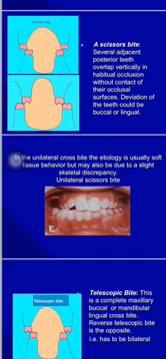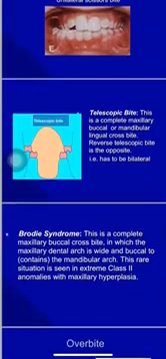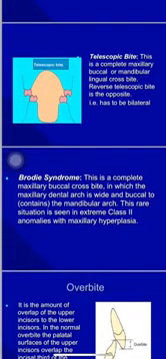وفي بعض الأحيان هذا السبب يكون مشارك مع السوفت تيشو السكليتال problem or disturbances. الآن راح نتطرق إلى مصطلح التلسكوبيك بايت. Telescopic bite, this is a complete maxillary buccal or mandibular lingual crossbite. Reverse telescopic bite is the opposite. For example, has to be bilateral.